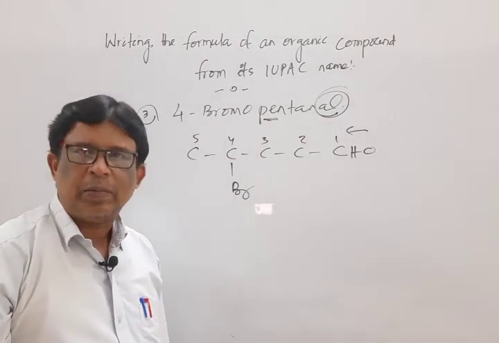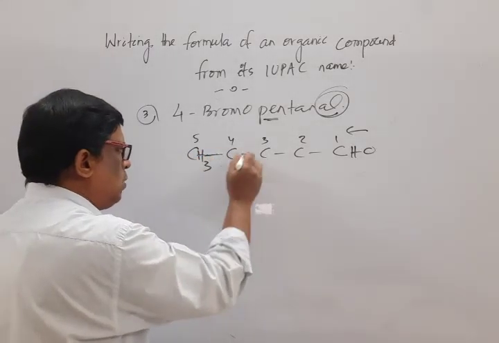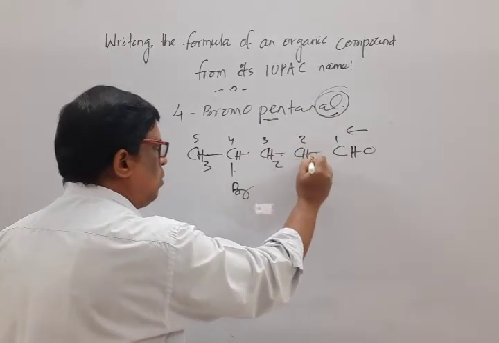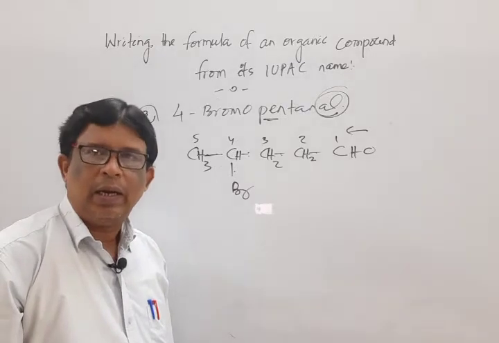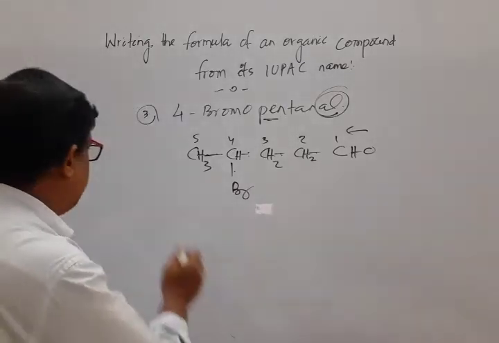Okay. Now satisfy the tetracovalency. 1 is there, so CH3, then 2 hydrogens, 2 hydrogens, and 1 hydrogen. It is 4-bromopentanal. Okay. Move to another one.